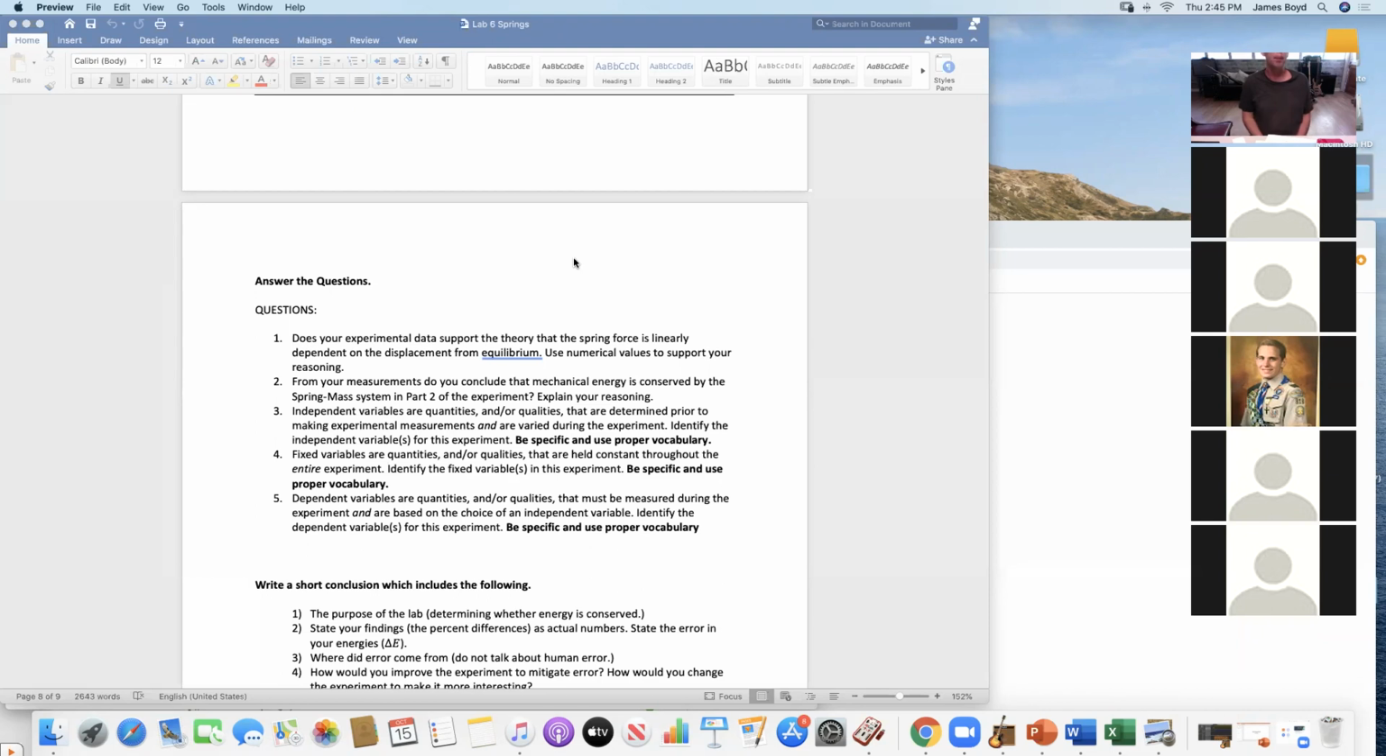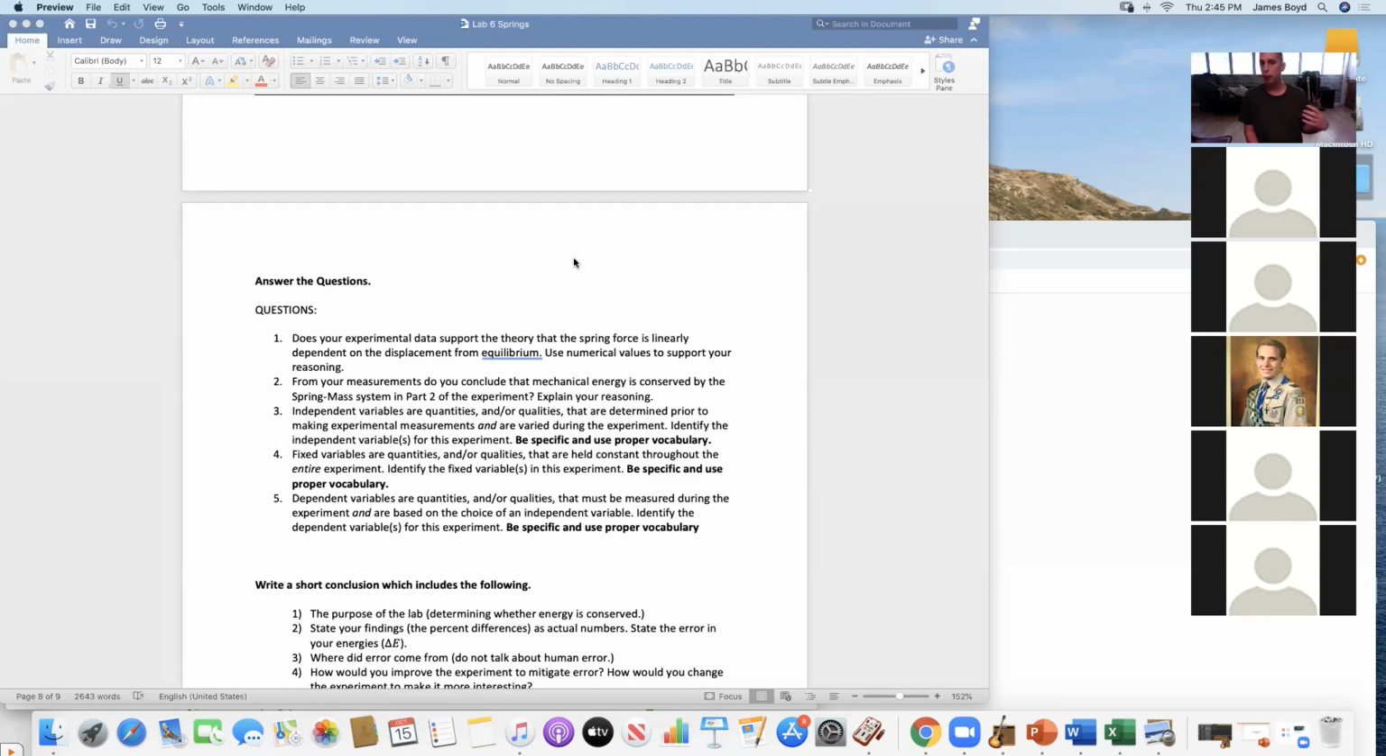So the first question is, does the experimental data support the theory that a spring force is linear? All that means is the R squared value of your graph should be close to 1. And I mean 0.99999, like mine was. I would say that my R squared value was 0.999. That means, yes, that's a linear relationship between the spring force and X.